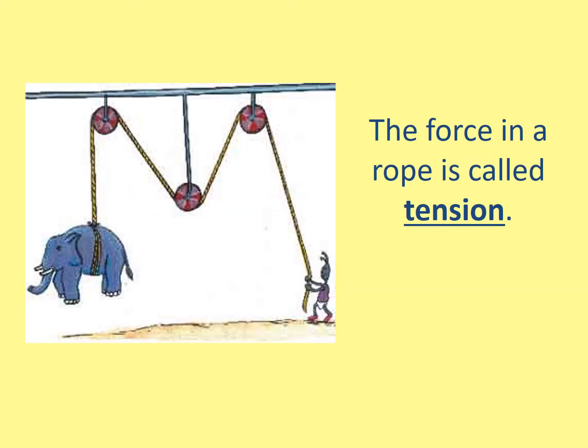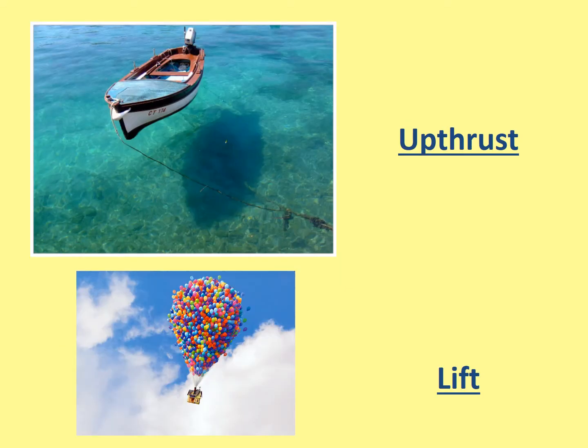So let's have a look at some other forces. The force in a rope or a string is called tension. This boat here has got mass, and therefore from the centre there will be the force of weight acting downwards. However, if there was only weight, then the boat would be sinking and then it would be going to the centre of the Earth. But that doesn't happen. The force that goes upwards, the opposite direction to weight, is called upthrust. So an object floating on water experiences the force of upthrust.